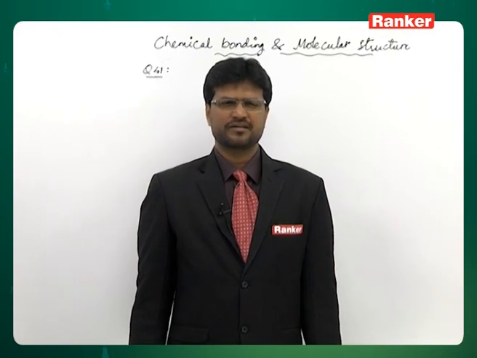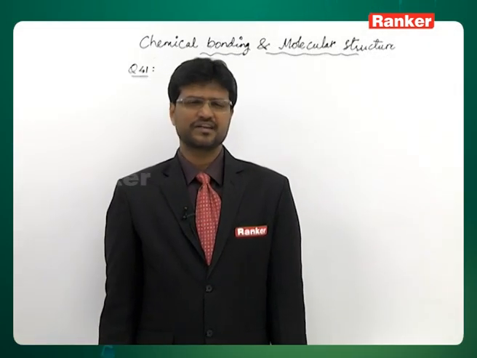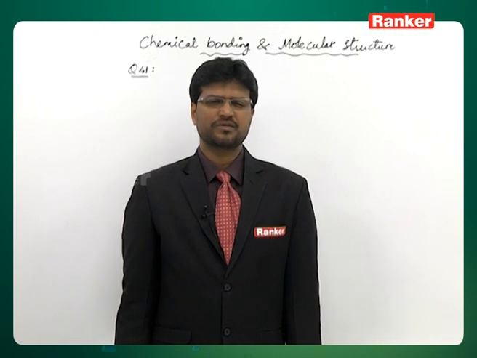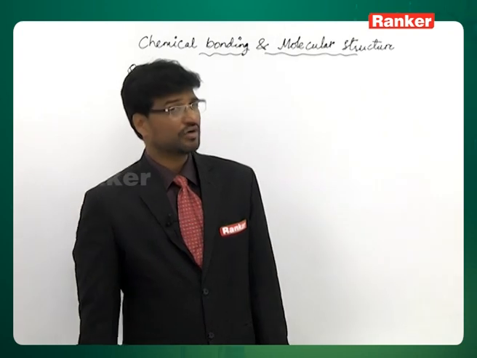Question number 41. The d orbitals which are not involved in the hybridization of the central atom in ICl4 minus are: first option dz square and dx square minus y square. Second option dx square minus y square, dxy, dyz, dzx. Third option dz square, dxy, dyz, dzx, and fourth option is dxy, dyz and dzx. I will read the question once again: which d orbitals are not involved in the hybridization of the central atom in ICl4 minus.